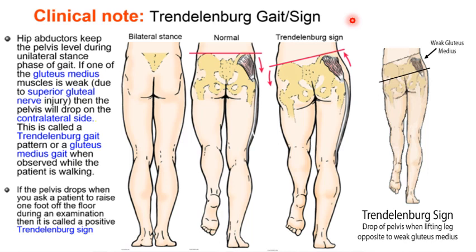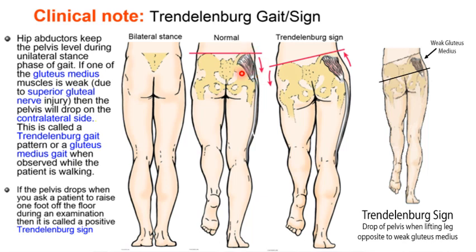Here there's a point to be noted, that is the Trendelenburg gait, where the hip abductors, that is gluteus medius and minimus mainly, keep the pelvis level straight, and the pelvis on the unsupported side is maintained by the gluteus medius.